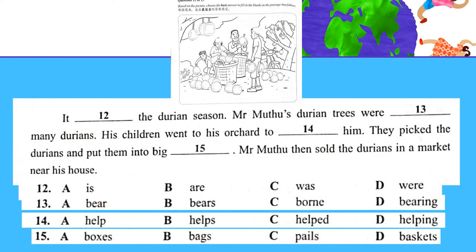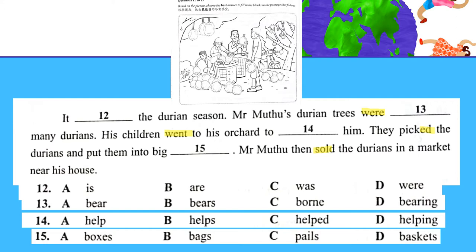Number 12. The durian season. Mr. Mutu were. His children when they pick. Okay, when we look at a story, especially for a question like this one, the first thing you need to do is find out whether it's past tense or present tense. So look at the words here. The trees were. His children went. They pick and put them into the big. Sold the durian. So all of this is past tense.